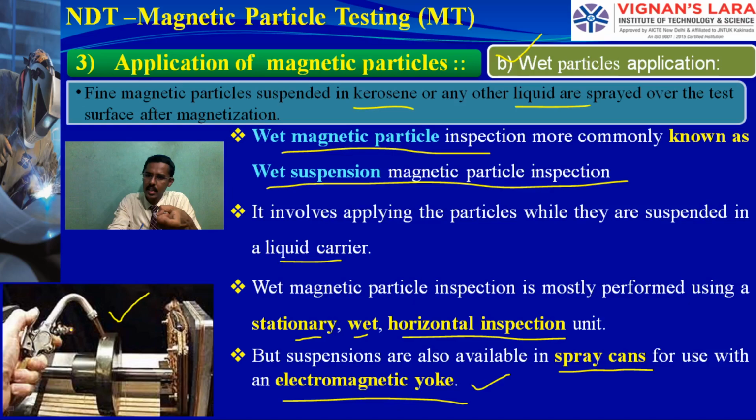So the wet particle application advantages are there. What are they? All the surfaces of the components can be quickly and easily covered. Why is it quickly and easily covered? Because a uniform layer forms. You see, it is a uniform layer of particles because it is floating, not like a dry powder. That's a limitation for dry powder.